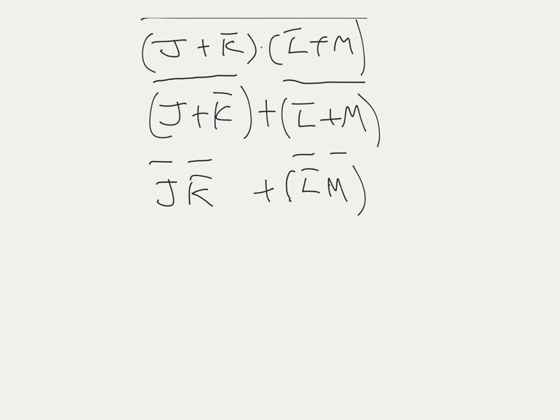So now what? Well, Theorem 9 that we talked about tells us that with double inversions, double bars, we can just get rid of them. The K NOT NOT is the same as K. So really this is J NOT K plus L M NOT. And that brought the circuit down again pretty significantly. Some good simplification right there. Let's do one more.